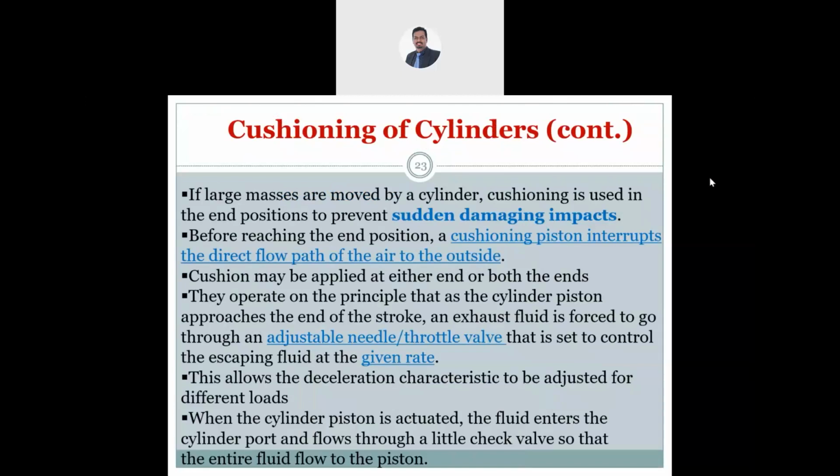So what is cushioning about? Okay, cushioning of cylinder bermaksud, so you are doing a simple mechanism to prevent a sudden damaging impact. Okay, that is what we call as cushioning.